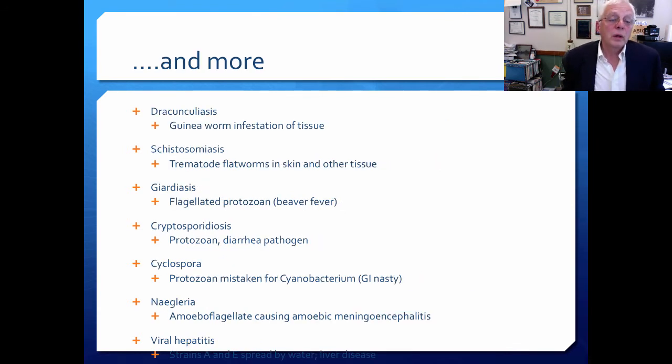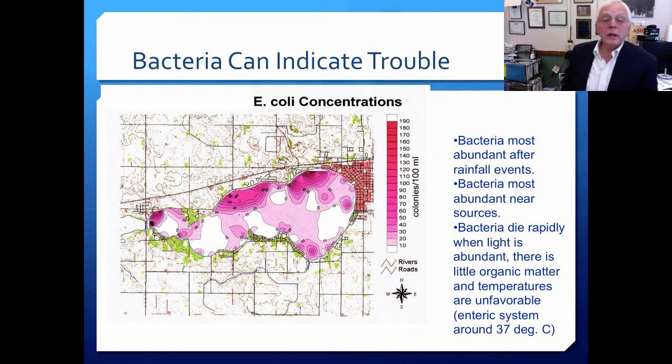And here's some more. Schistosomiasis, giardiasis, cryptosporidiosis, cyclospora, naegleria, and viral hepatitis. Really lots of them. Now, bacteria can indicate trouble. And here are a couple of things that are really worth remembering, I think. One of them is, when it rains, you often see a lot more bacteria in the water. And they aren't necessarily from a sewage source, but can wash in off the land. We often do mapping of pathogenic or potentially pathogenic bacteria to try to locate sources. And it's a very effective way to do this.